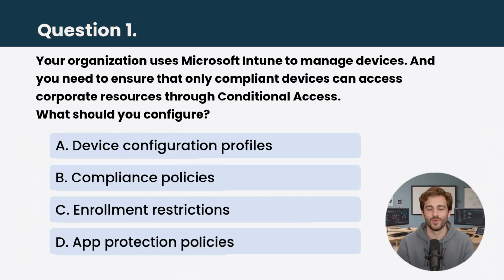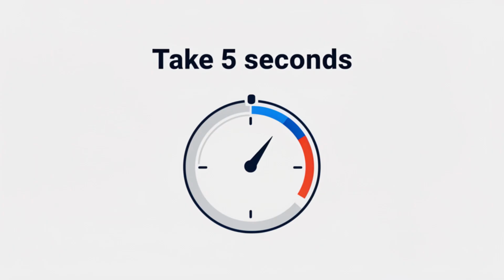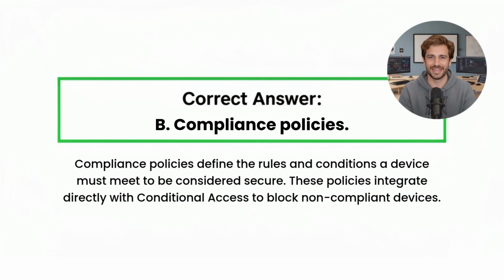Let's begin. Your organization uses Microsoft Intune to manage devices, and you need to ensure that only compliant devices can access corporate resources through conditional access. What should you configure? A. Device configuration profiles. B. Compliance policies. C. Enrollment restrictions. D. App protection policies. Take 5 seconds before answering. The correct answer is B.